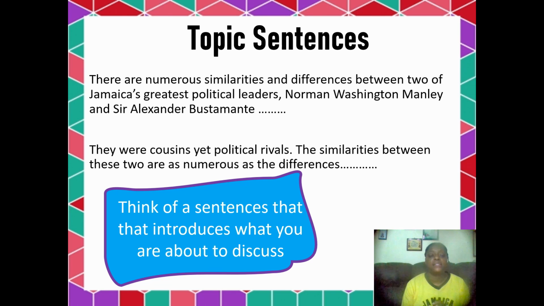My next topic sentence: they were cousins, yet political rivals. The similarities between these two are as numerous as the differences. I like this one better, but it's actually saying the very same thing. Now you are to think of a sentence that would capture your reader's attention and somewhat introduce what you are going to be talking about, so you can have a discussion on the points that you had written in the Venn diagram.